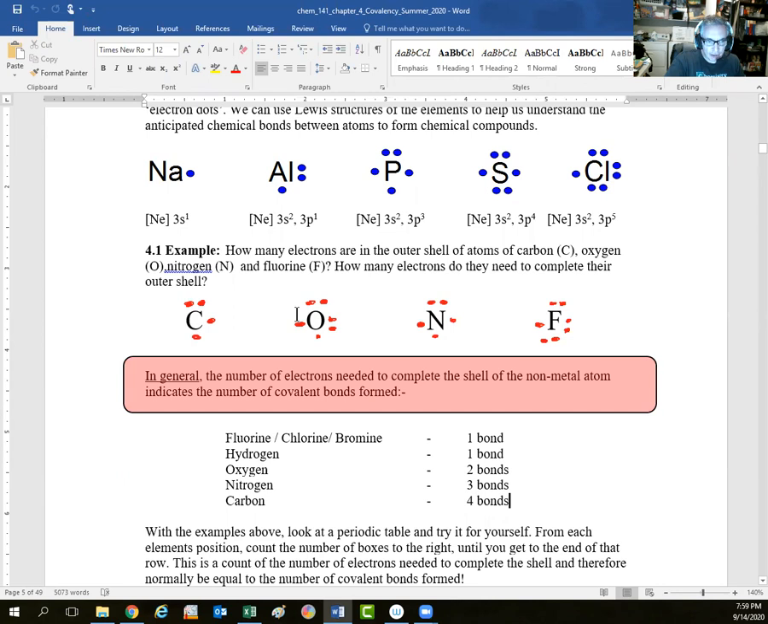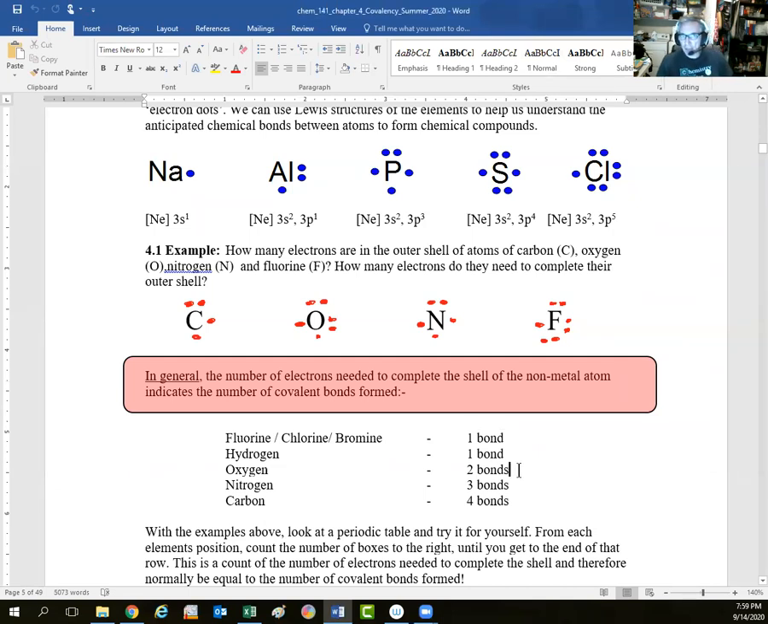Likewise with oxygen, which needs another 2, we would normally expect 2 chemical bonds. Nitrogen with 5 electrons needing 3 more, we would expect 3 chemical bonds. And fluorine, like other halogens needing 1 more, we would expect 1 chemical bond.